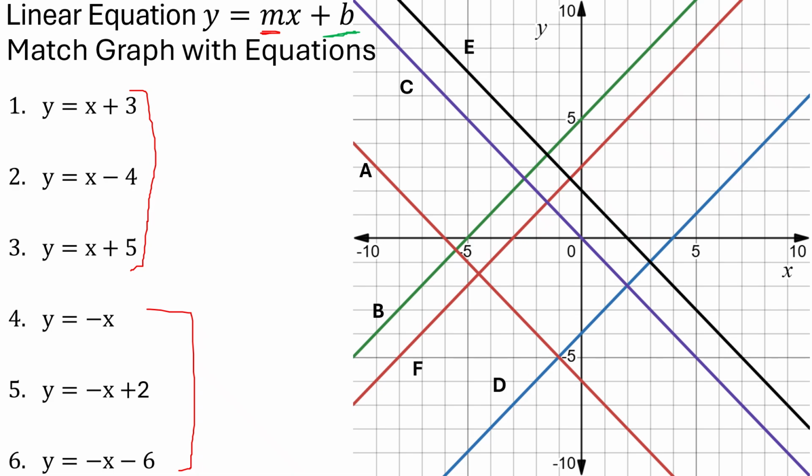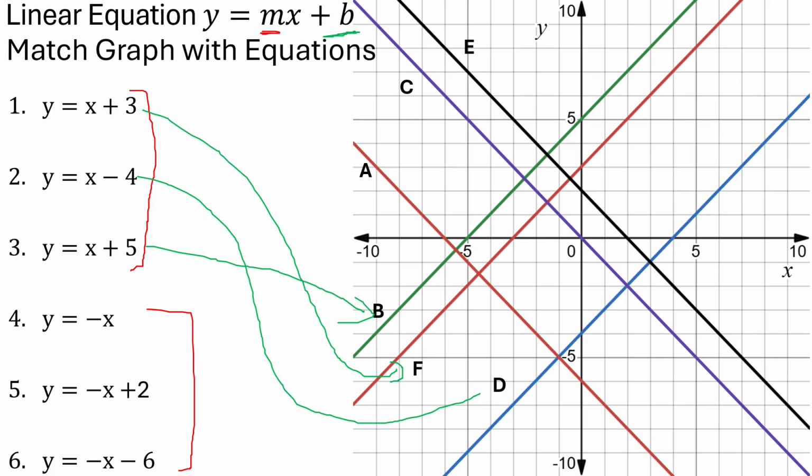So line B, we can see that intersects the y-axis, right, this vertical line axis here, at 0.5. So line 3 is B. And then F intersects the y-axis at 0.3. So positive 3. So line 1 is F. And then D intersects at -4. So line 2, equation 2, is D, right?